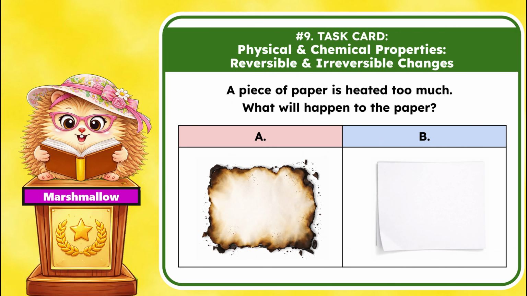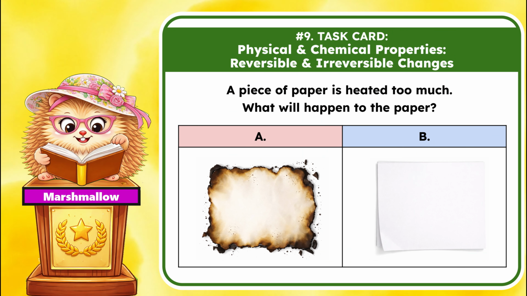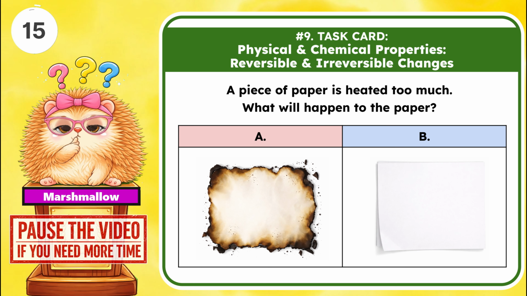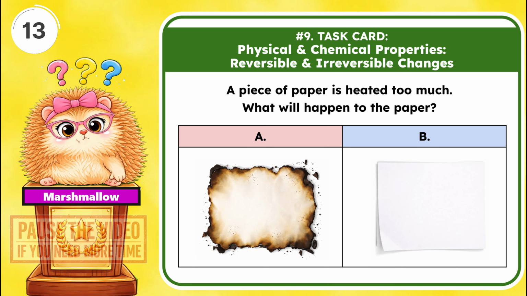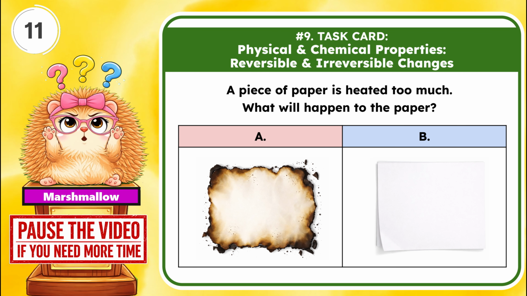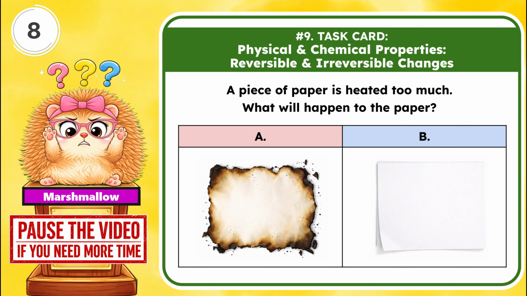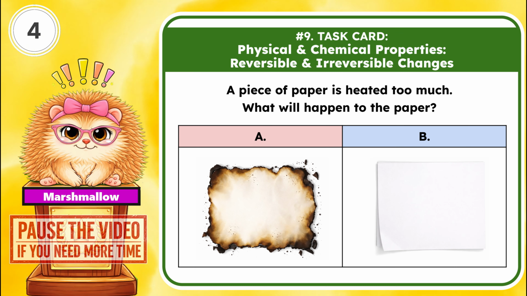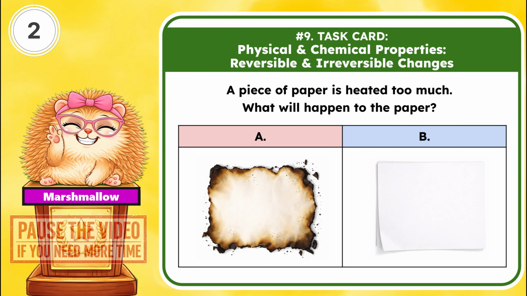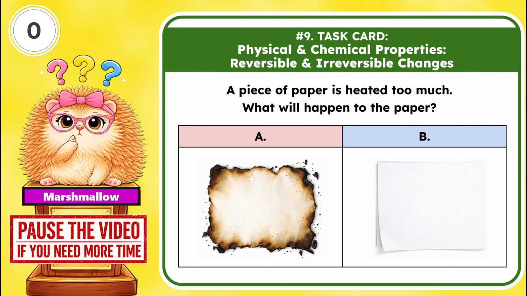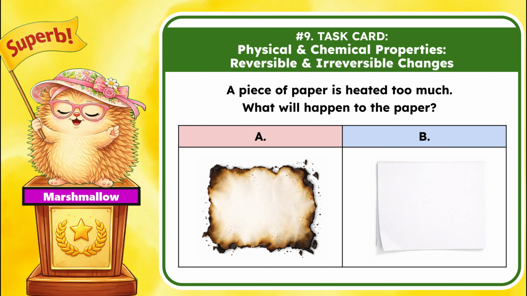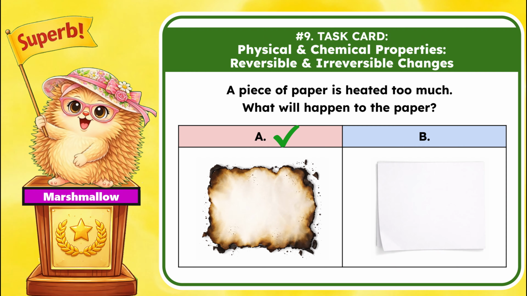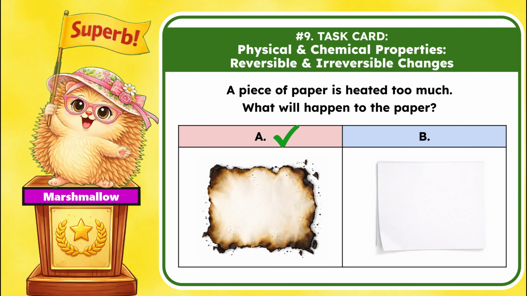A piece of paper is heated too much. What will happen to the paper? And the correct answer is letter A. Burn paper.